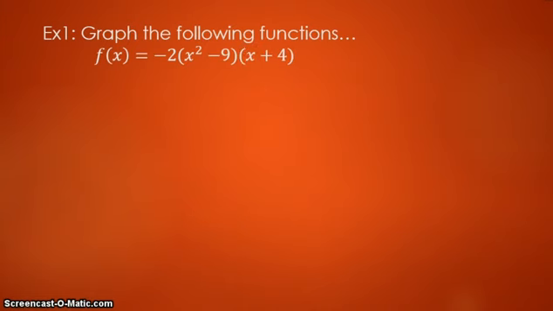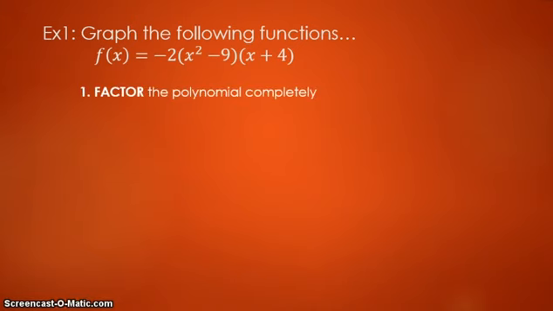Correction, it's actually f of x is equal to negative 2 times the difference of x squared and 9 times x plus 4. It's not to the second power, that x squared minus 9 is not to the second power, it's to the first power. Okay, so let's consider what we got to look at first.